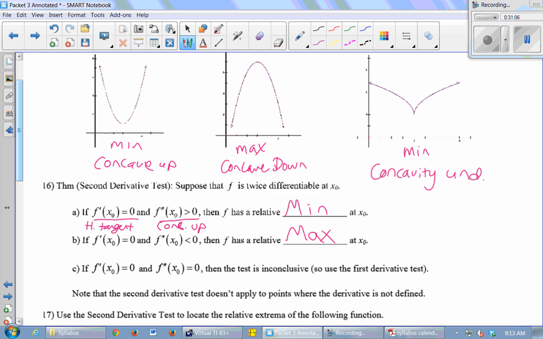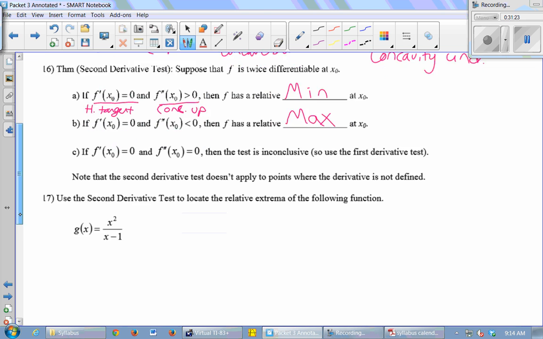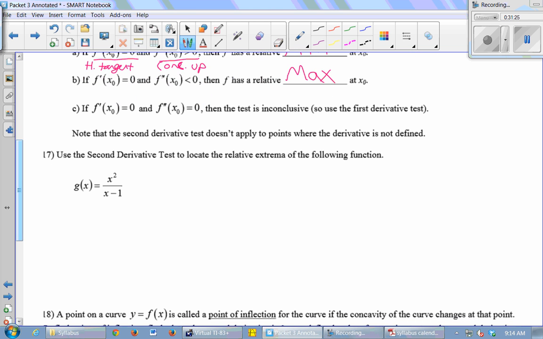If you have a horizontal tangent line, but the second derivative is 0, we can't conclude anything. We have to resort to the first derivative test. If f prime is undefined, you also have to resort to the first derivative test, like in the third picture. So again, the second derivative test does not apply to points where the derivative is not defined.